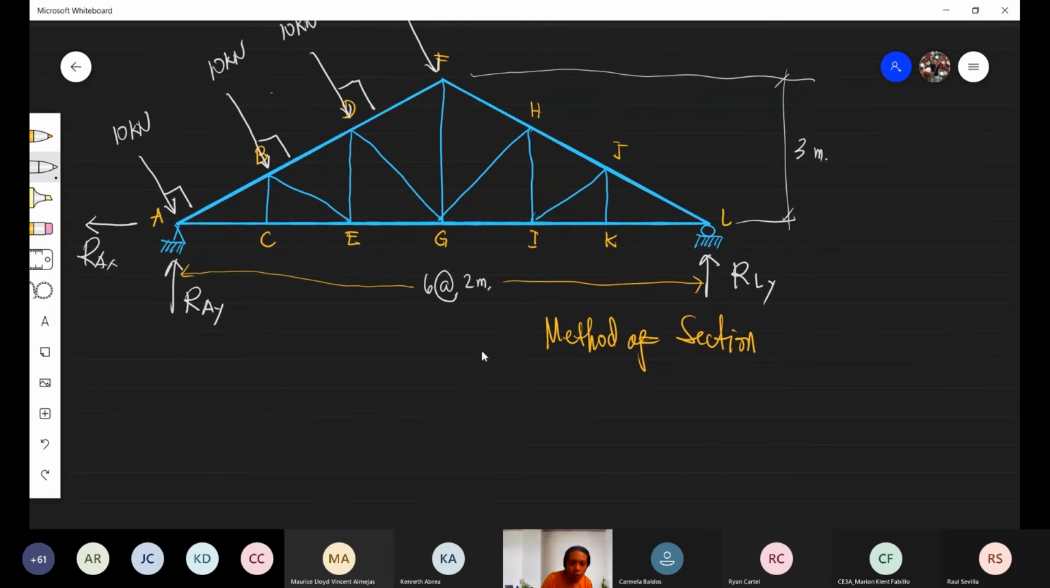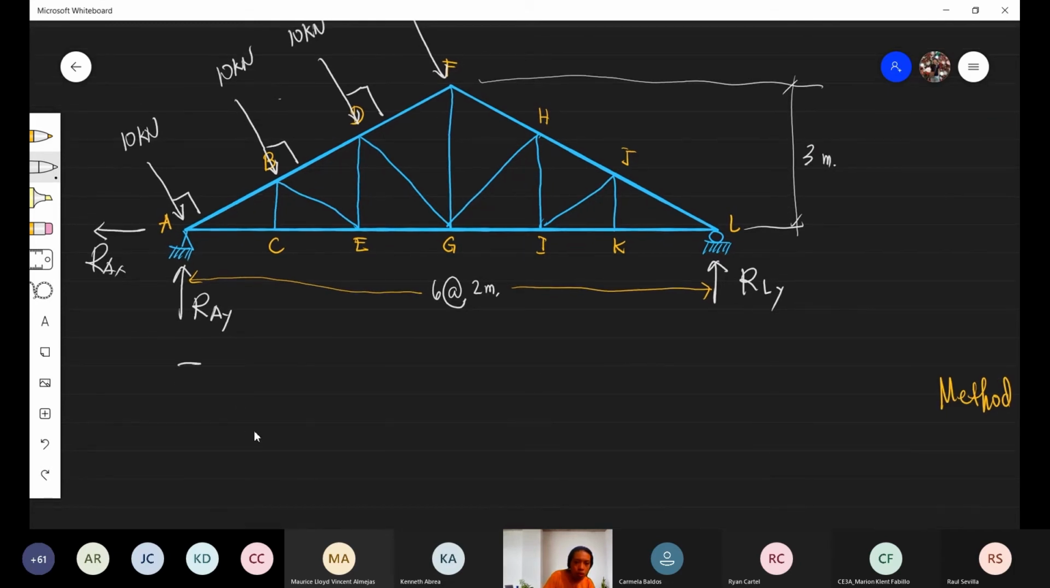Let us try to solve for RAY. How do we solve for it? We sum the moment at A equal to 0. We will take clockwise as positive. Before we can solve, we need the distance between A and B, or the angle. What's the angle theta? That is equal to arctangent of 3 over 6 meters.